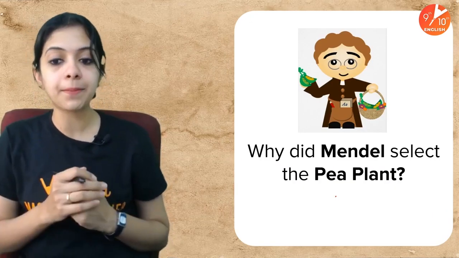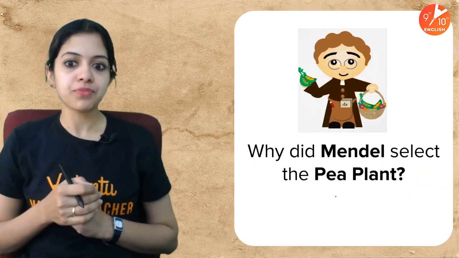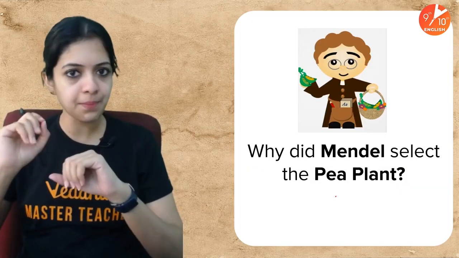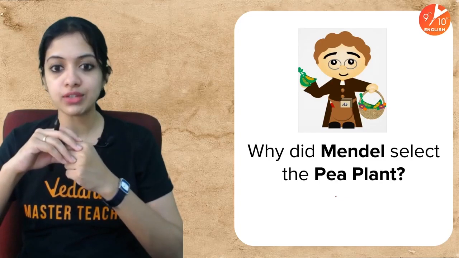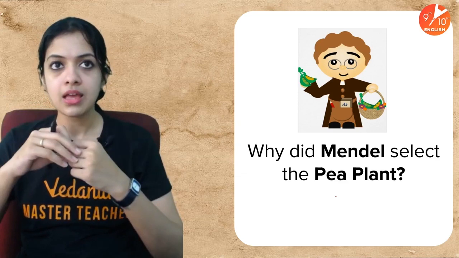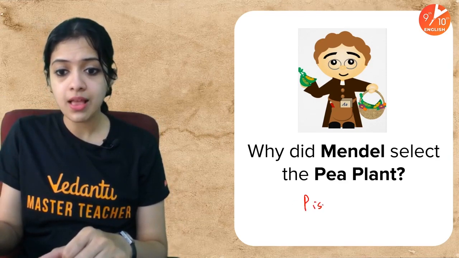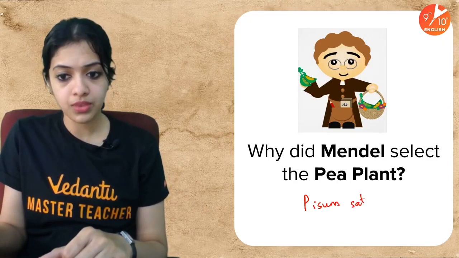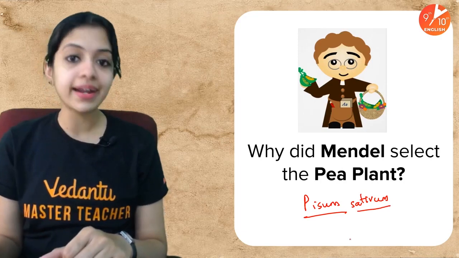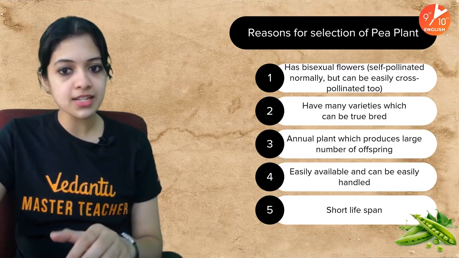Because we are talking about Mendel and Mendel's stories, now, coming to the big question, why did Mendel select the pea plant? Out of all the plants, I told you why he selected a plant and not an animal, right? I told you the reason for that. But why is it that he did not select any other plant but went on to choose the pea plant? The pea plant is botanically called Pisum sativum. Okay? This is the scientific name of the garden pea plant. So let's look at the reasons why Mendel chose the pea plant.